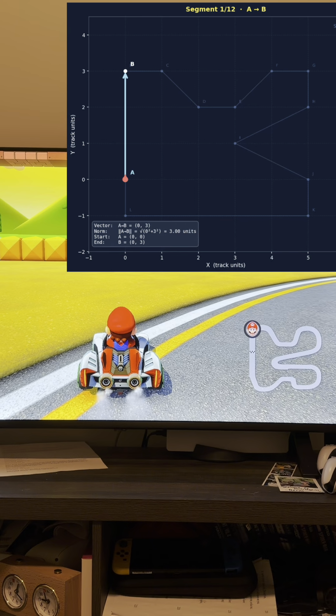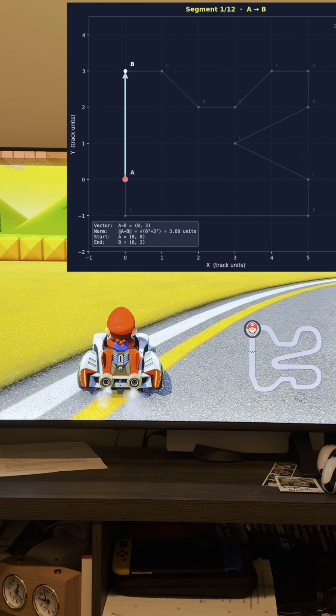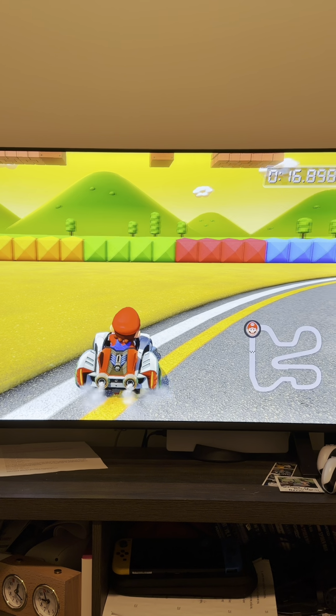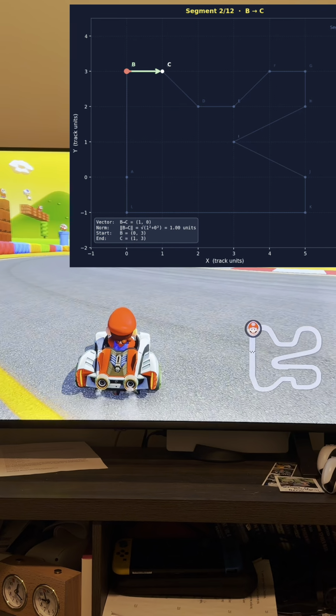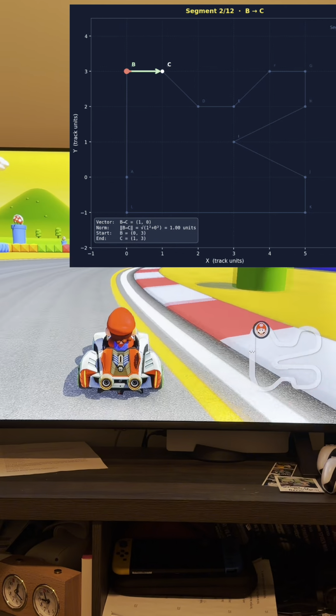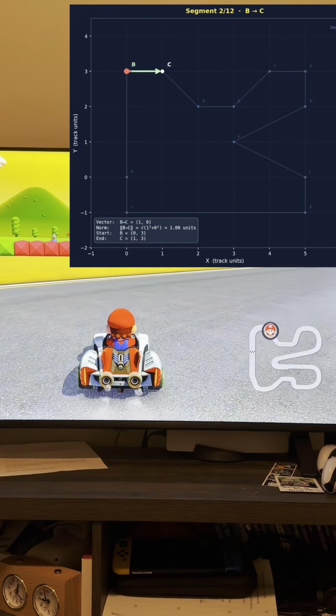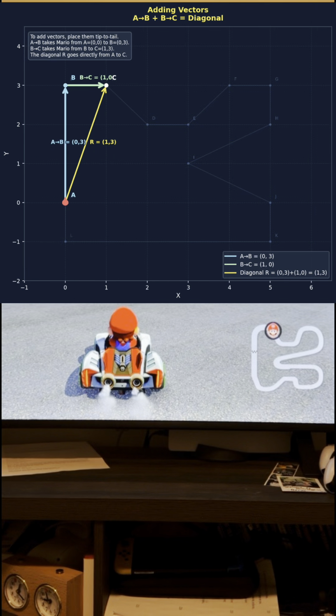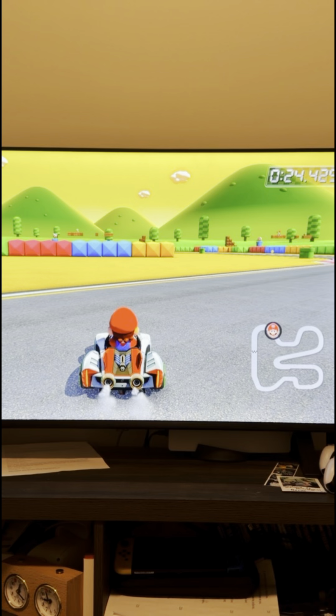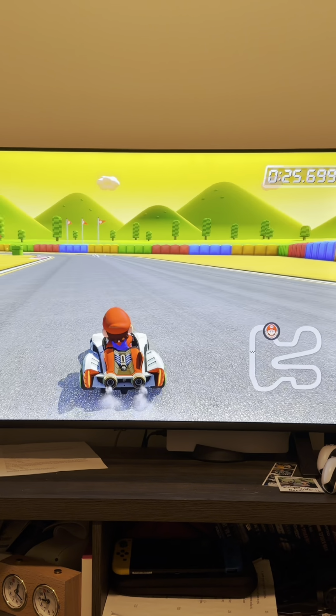But the track doesn't end there. There's a turn here, so Mario turns and starts moving to point C, which is at (1, 3), just 1 unit over from where he just was. But that gives Mario a diagonal of (1, 3), which is, of course, the result of adding vector AB and vector BC. The diagonal takes Mario from point A directly to point C in one move, at least on the graph.